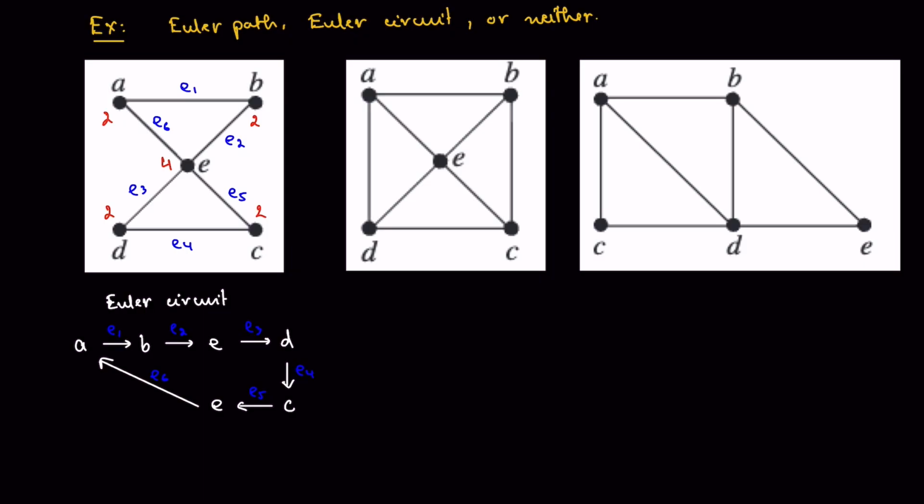Now for the second graph, we're going to calculate the degree of each vertex. At A you have 1, 2, 3, so the degree of A is 3. The degree of B is also 3. The degree of C is 3. The degree of D is 3 as well. And the degree of E is 4. So it does not satisfy either the Euler path or the Euler circuit theorem. So there is neither an Euler path nor an Euler circuit.